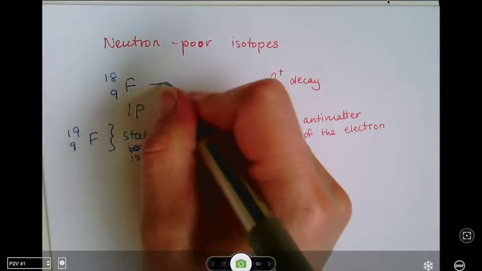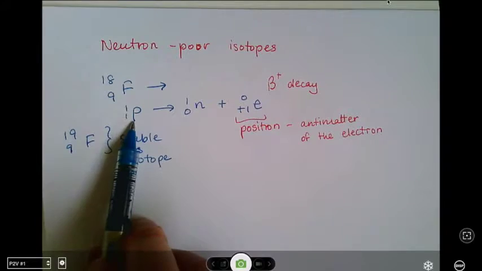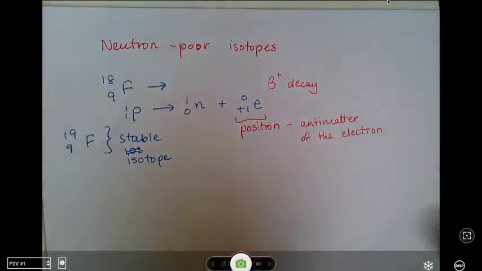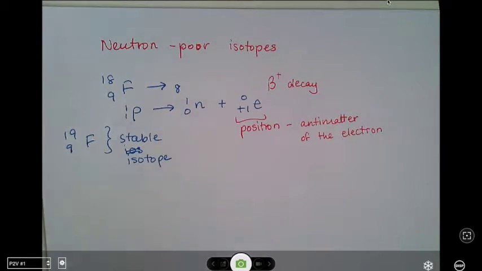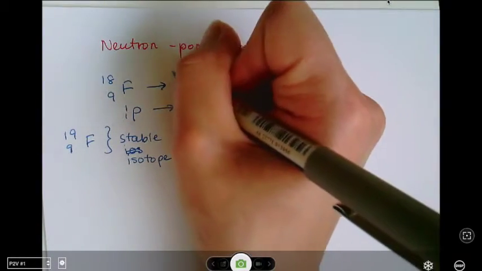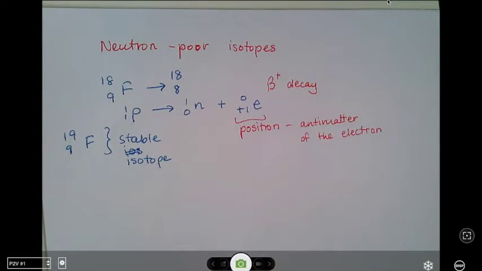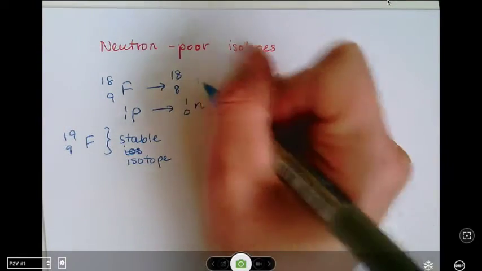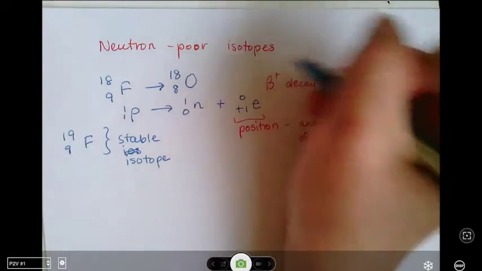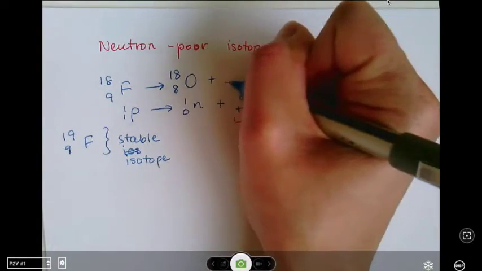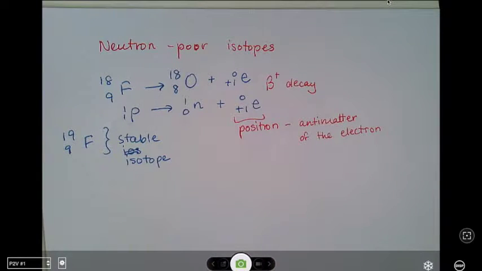Because the atomic number has now gone down due to the transformation of a proton into a neutron, we're going to have to balance that and say, well, we've got 8 for the atomic number. The mass is still the same because a proton and a neutron have the same mass. So we've got element 8. If we look at our periodic table, that's oxygen. And what's been emitted from this nucleus is that piece of antimatter, or the positron.